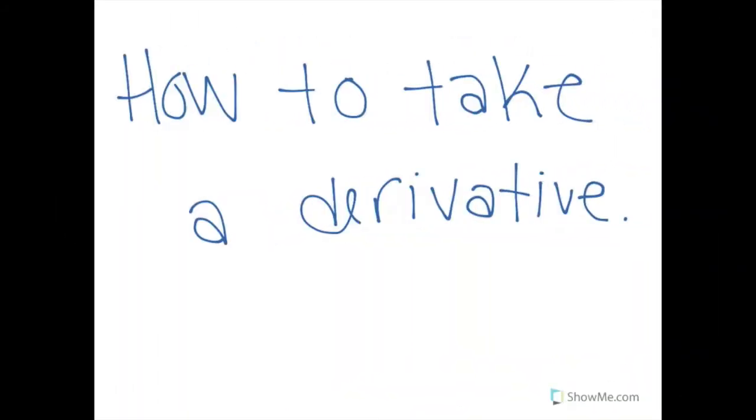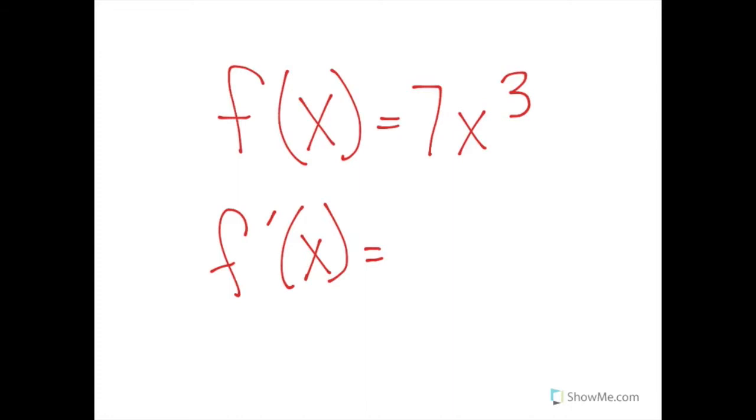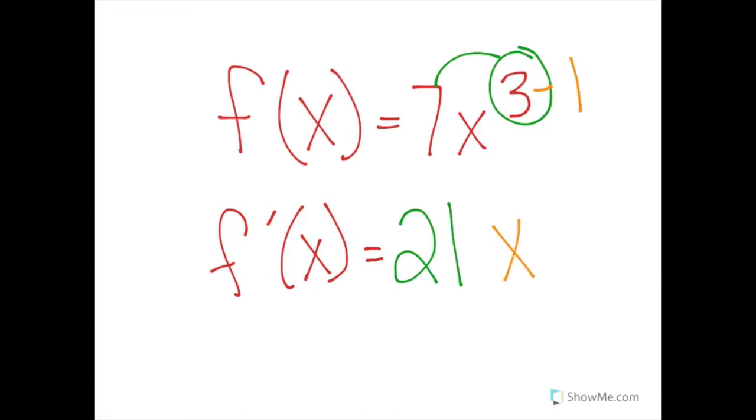To take a derivative, there are two steps. The first step is to multiply the exponent of the variable by the coefficient in front. So 3 times 7 is 21. Your second step is to take the exponent and subtract 1 from it, leaving us with x squared. And that is your derivative.